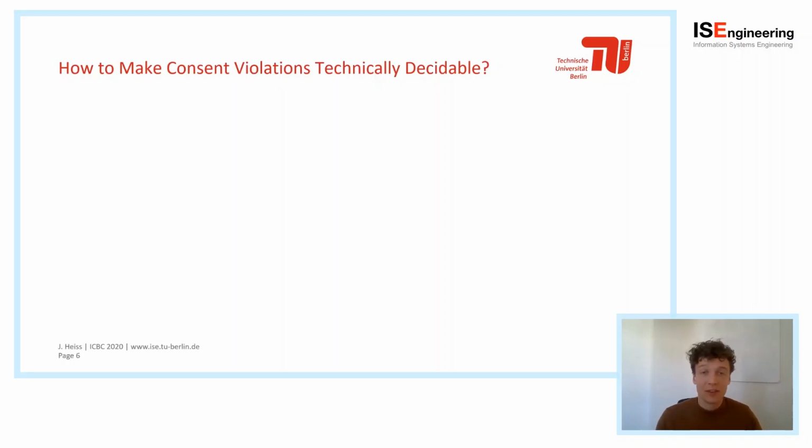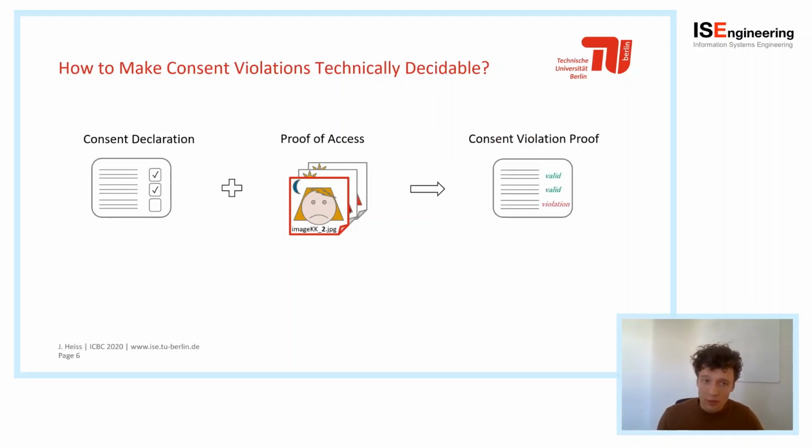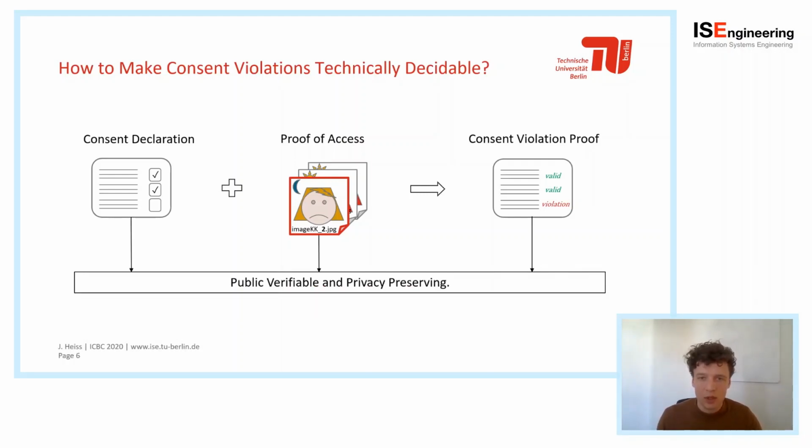At first, we have to answer this question: how to make consent violations technically decidable? And therefore, we need two artifacts. On the one hand, we need the consent declaration, which specifies for each data item the consent. Then the proof of access, so an actual proof that a certain party has accessed a data item or not. And if we have both of these artifacts, we can determine whether a violation exists or not. A violation exists if data has been accessed for which no consent has been declared. And since this whole process should be publicly verifiable and privacy preserving, all artifacts should have the same properties.